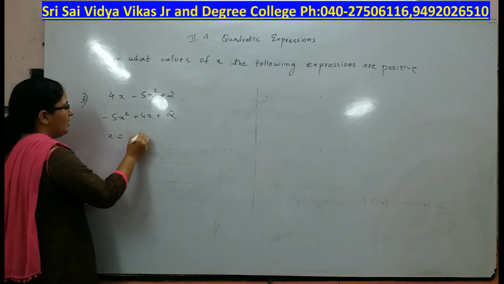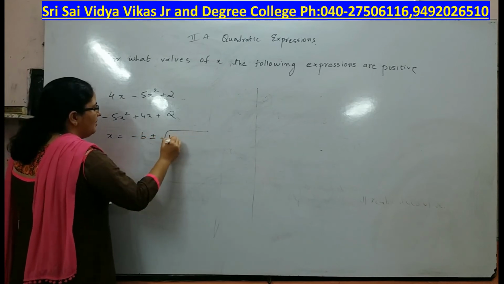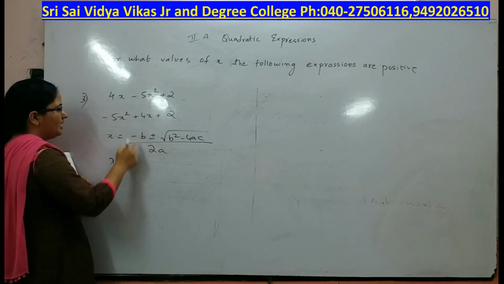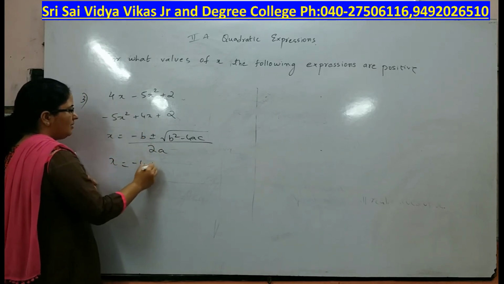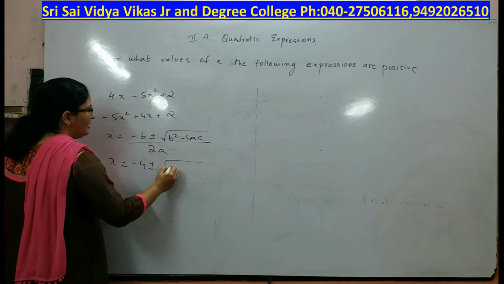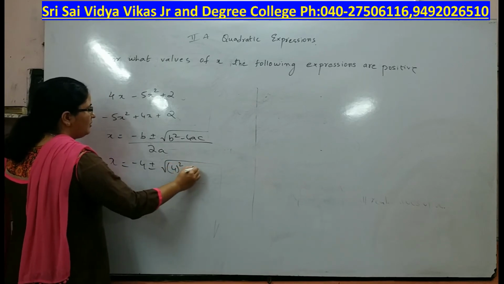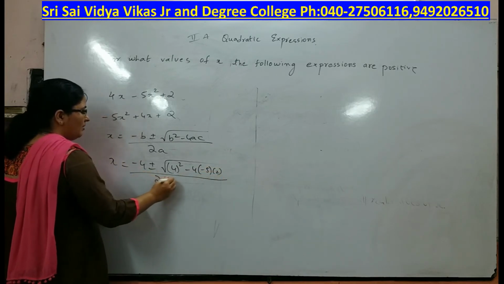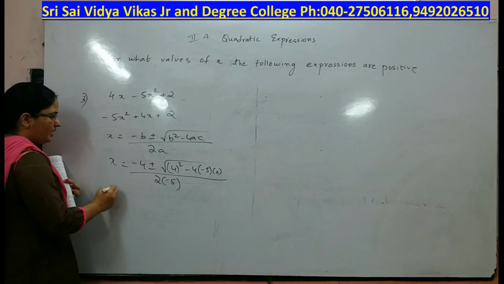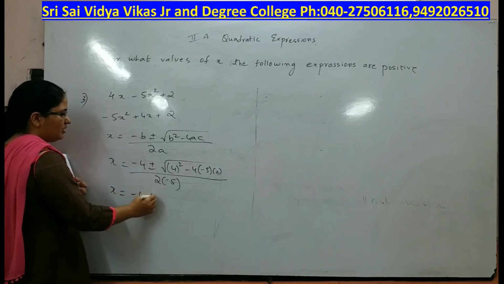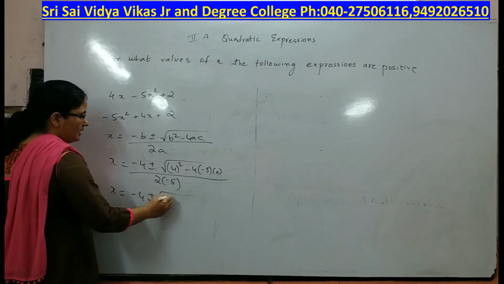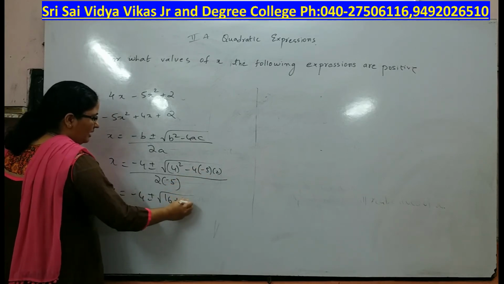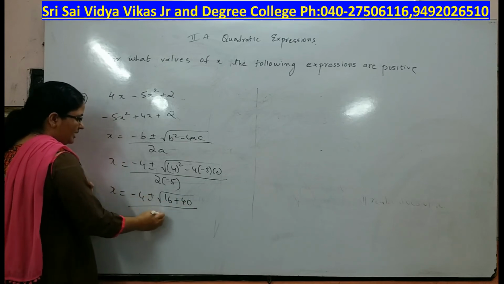x is equal to minus b plus or minus under root of b square minus 4ac by 2a. x is equal to minus b, that is minus 4, plus or minus under root of b square, 4 square, minus 4 into a into c, by 2 into a, that is minus 5. x is equal to minus 4 plus or minus under root of 16 plus 4 5s are 20, 20 2s are 40, by minus 10.